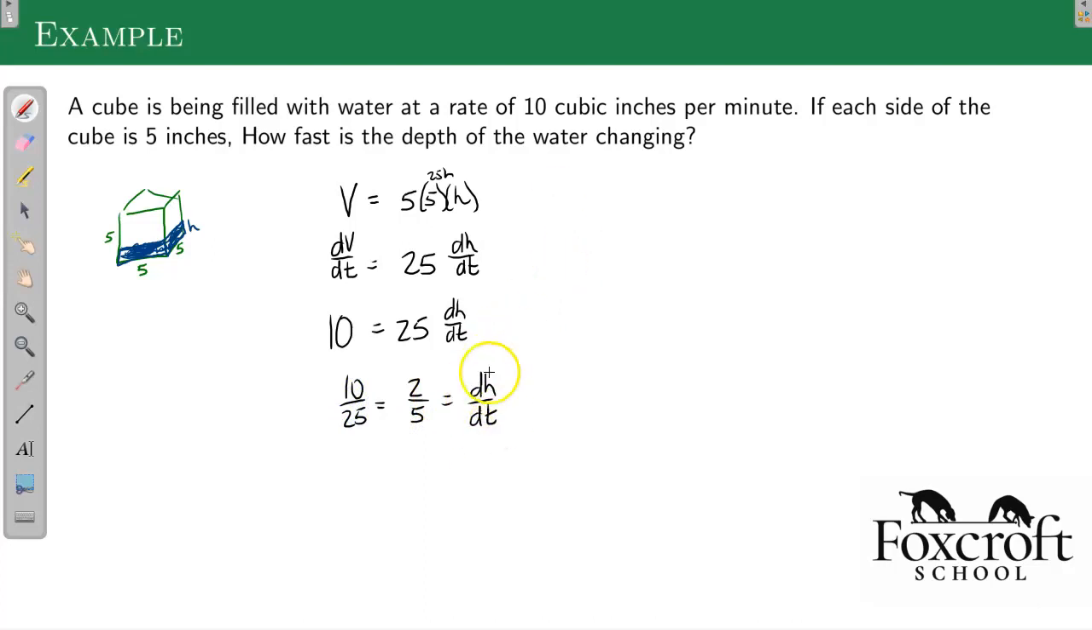So now I know the change in the height per time is 2 over 5, and then we use the same units, or sorry, it's not cubic, it's because it's a single thing, inches per minute. All right, so 2/5 inches per minute is how the height of the water is going to be changing.